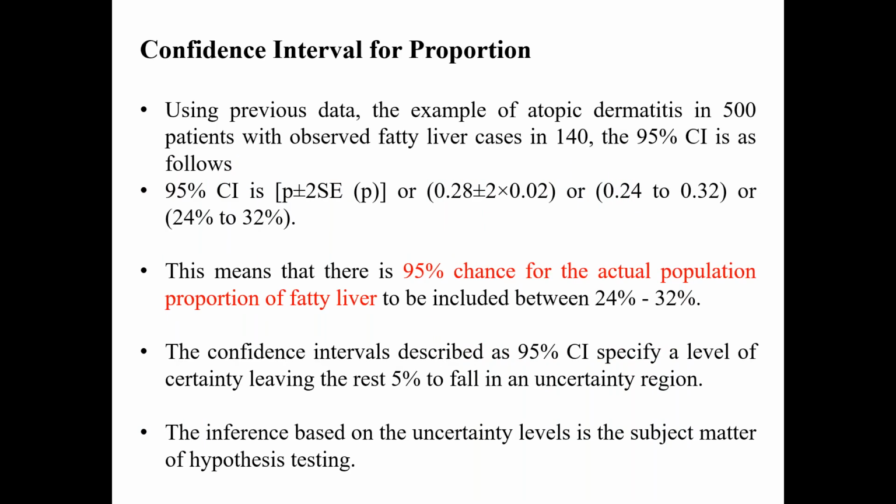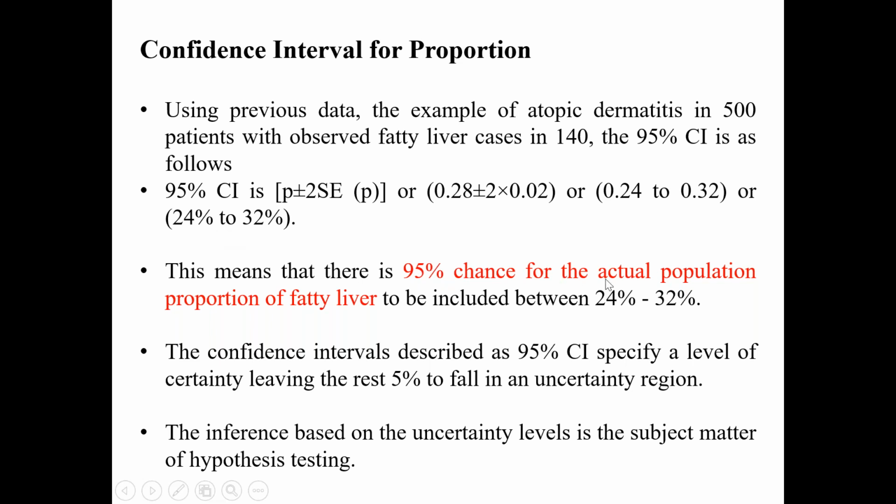So confidence interval for proportion: if I am talking about the proportion, again, P plus minus 2 standard error. Please remember this. And P, that was 0.28, that was the prevalence. Then 2 into 0.02, it comes to 0.24 to 0.32. If I am converting to percentage, 24 to 32%.